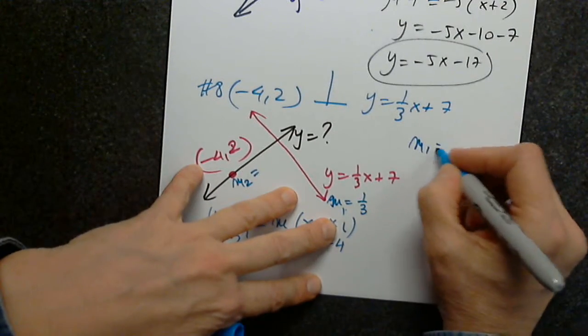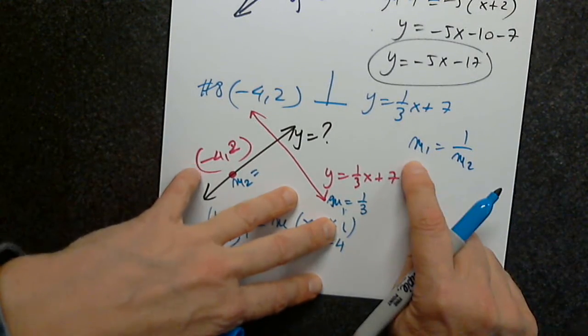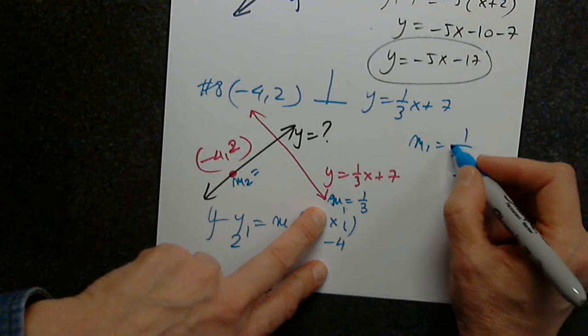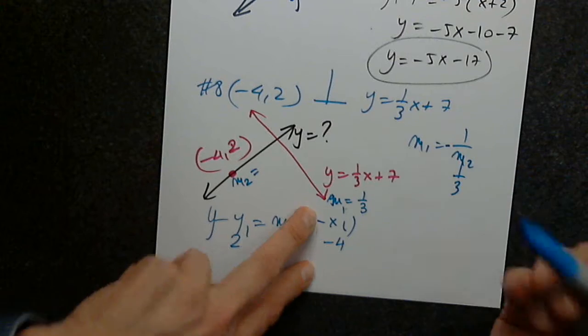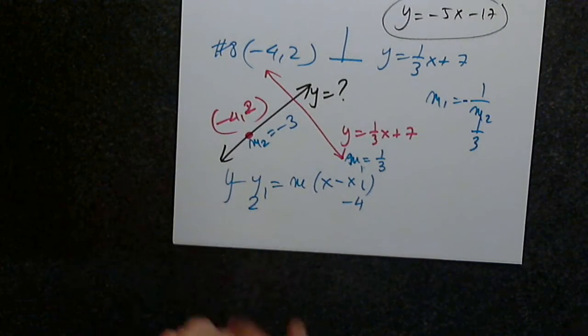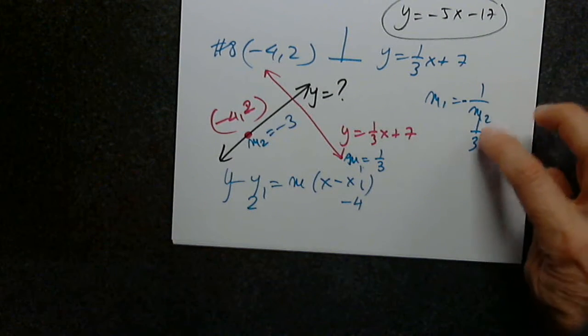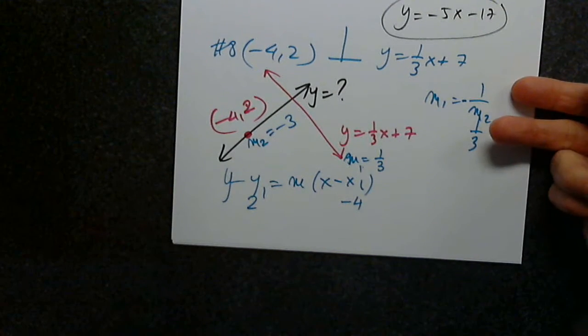So if I am trying to determine M1 and I have M2 as being 1/3, right? So this is negative in front. I flip it and I get -3. So this slope is 1/3. How do I divide two fractions? I have to flip the denominator.